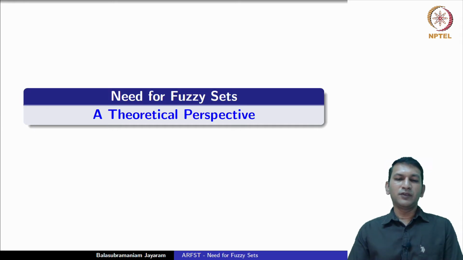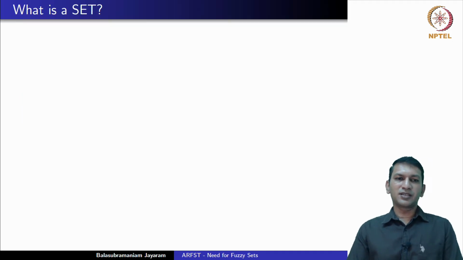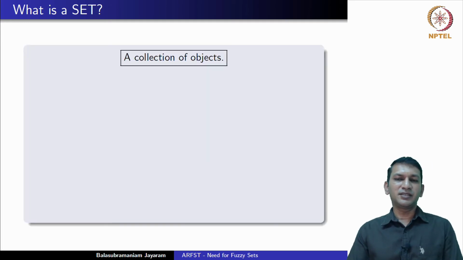Allow me to give you a theoretical perspective of how the need arose for fuzzy sets. If we were to ask what is a set, perhaps the first answer that we would get is that it's a collection of objects. This definition is not far from what we have in mind of a set. For instance, if you list out the elements of X like this, yes, it's a collection of numbers and it could be called a set.